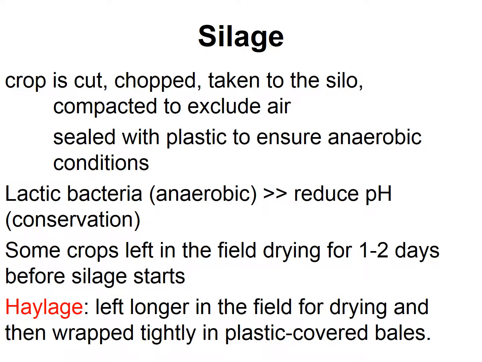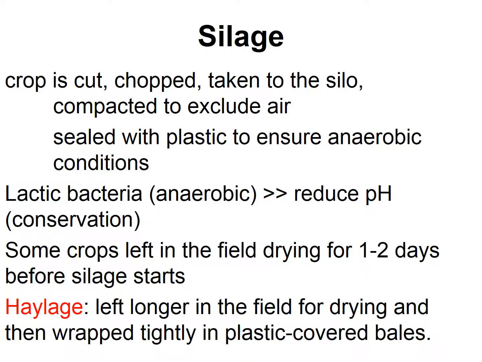Silage consists of cutting, chopping, and taking the crop to the silo, and then compacting it to exclude air, and then sealing it with plastic to ensure anaerobic conditions. Those are required for lactic bacteria to thrive and reduce the pH, which in the long term means conservation of the product.